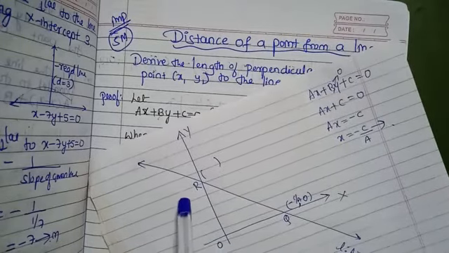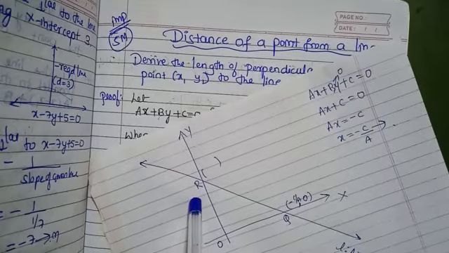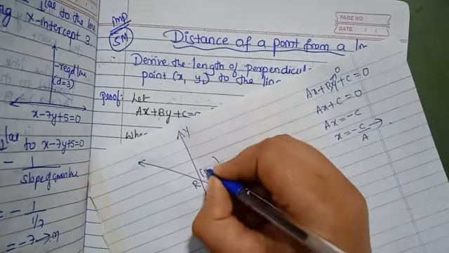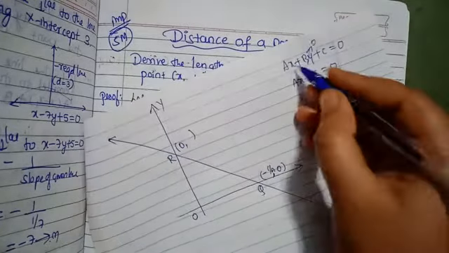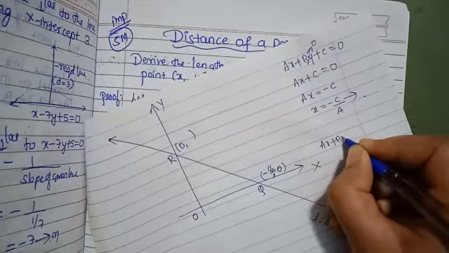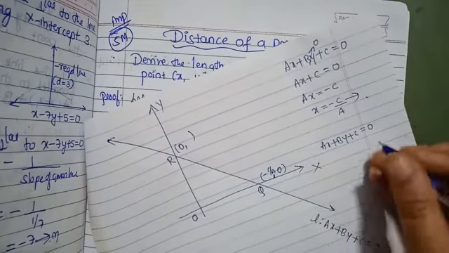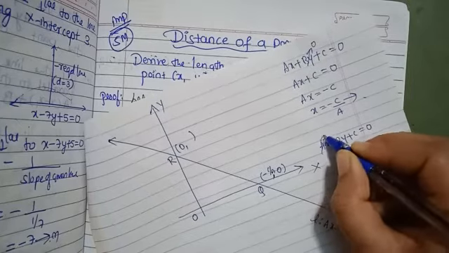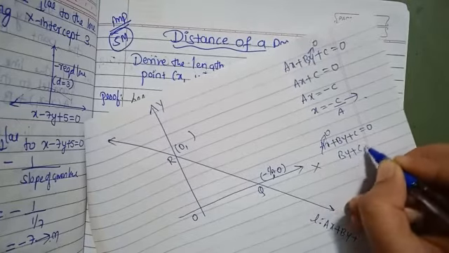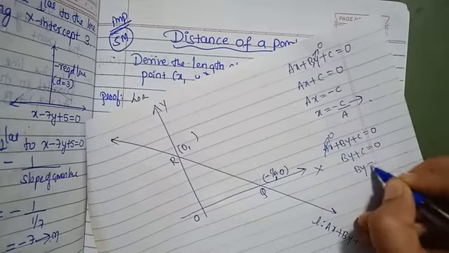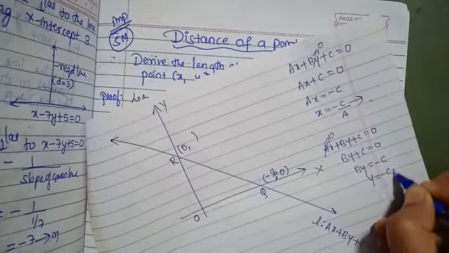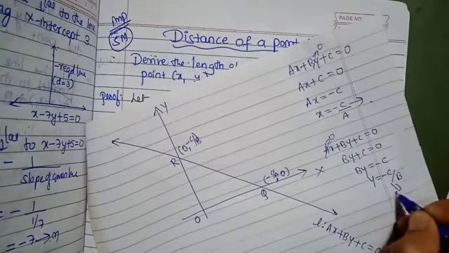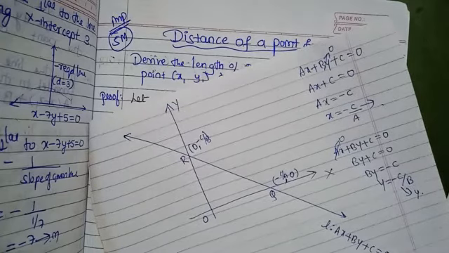Okay, and if this line cuts the y-axis at the point R, since it cuts the y-axis, the x coordinate will be 0. So if the x coordinate is 0, what will be the y coordinate of this line? 0 into anything is 0, so this term will be 0. Therefore we have by plus c is equal to 0. Therefore by is equal to minus c, therefore y is equal to minus c by b. So this is the y-intercept of the line.